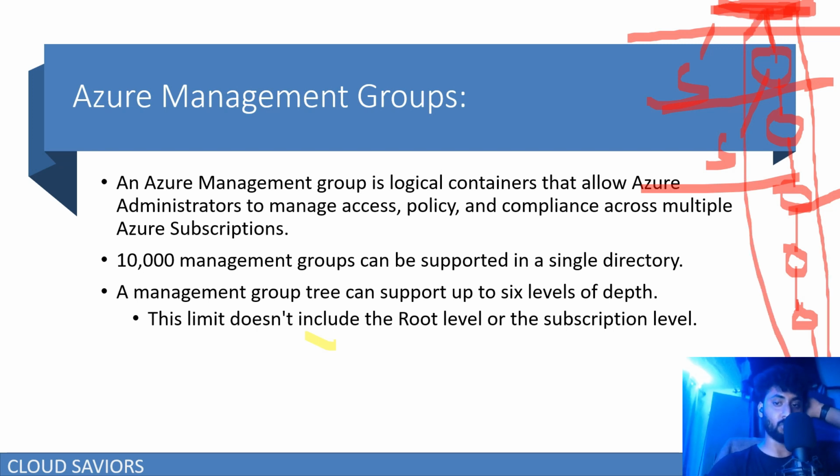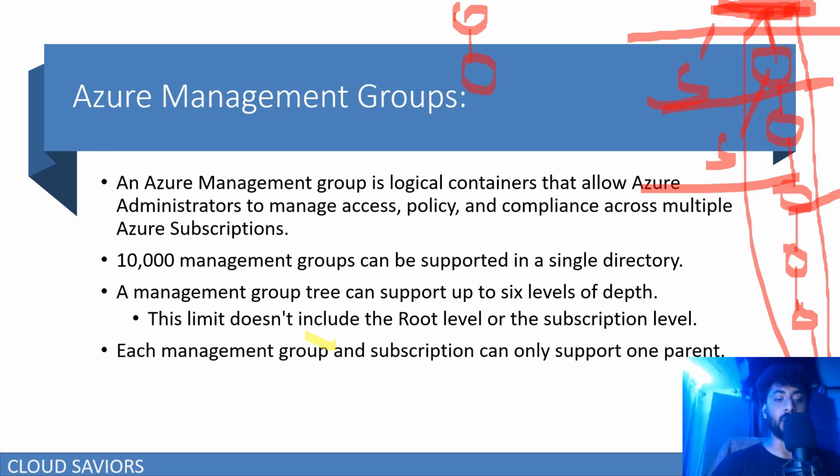Just to repeat myself, one management group can be a part of another management group. I will show you in the diagram in the next slide as well. Each management group and subscription can only support one parent. Of course it's a parent and child relationship. So one child will support only one parent, but one parent can have multiple children.